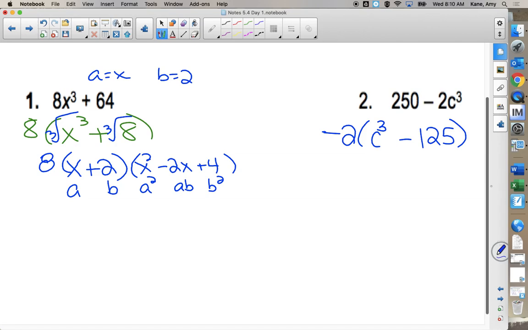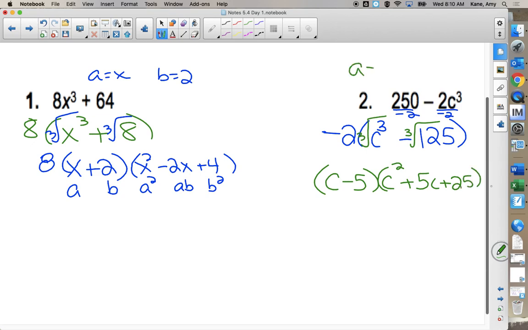So the second one, I pulled out a negative 2. And by pulling out a negative 2, that makes that C cubed positive. So we have a C cubed and 125. JT, how'd you factor that one? So my A term is just C. The B term is 5. The cube root of 125 is 5. And then again, that negative 2 was the GCF.